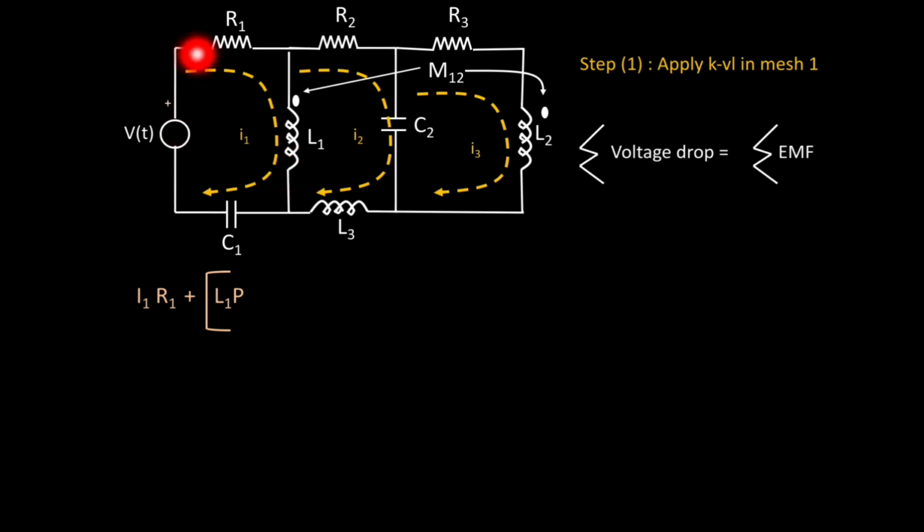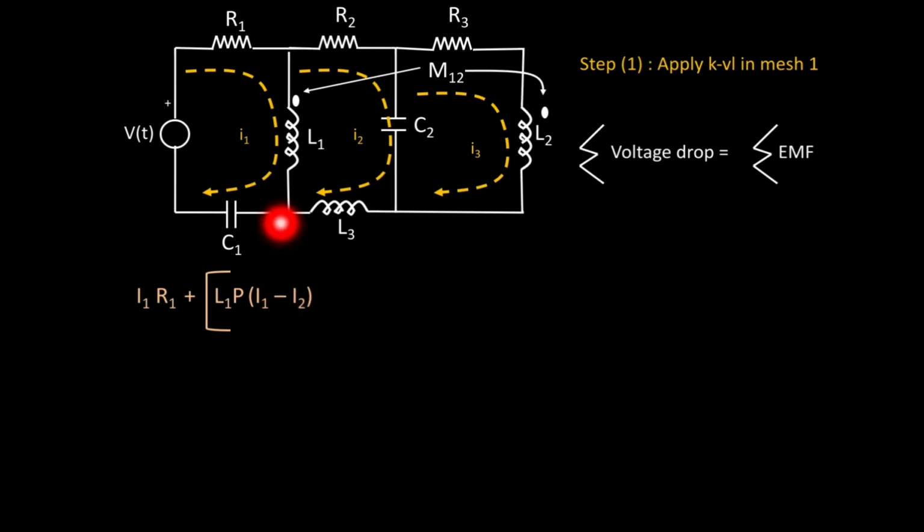But as we are applying Kirchhoff's voltage law in mesh number 1, we will take I1 minus I2. So the total current of this L1 is I1 minus I2. Now this is the voltage drop because of self inductance.